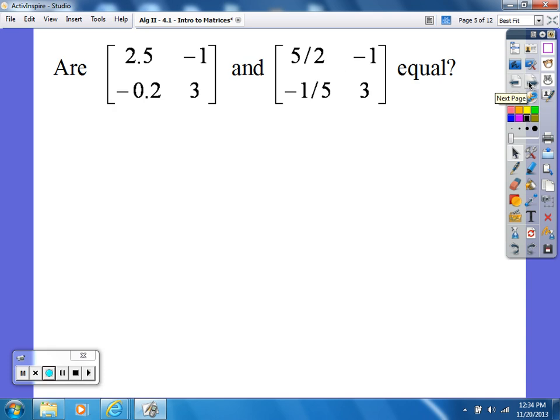So here's our next problem. Go ahead and copy it down, and then think about the answer. All right, on the count of three, I want everybody to yell what the answer is. 1, 2, 3. Yes, they are equal, meaning they are the same.